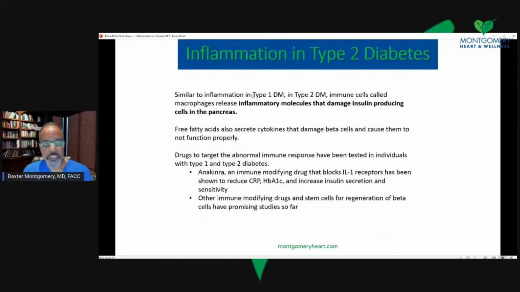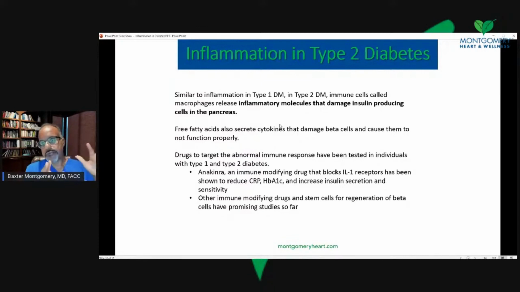So, similar to inflammation in type 1 diabetes and type 2 diabetes mellitus, immune cells called macrophages release inflammatory molecules that damage insulin-producing cells in the pancreas. So even though type 2 diabetes is primarily a mechanism of insulin resistance, the underlying inflammatory process that's affecting the liver, that's affecting the skeletal muscles, can also affect the pancreas.